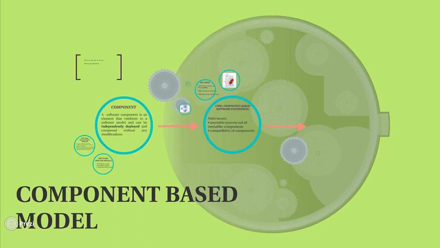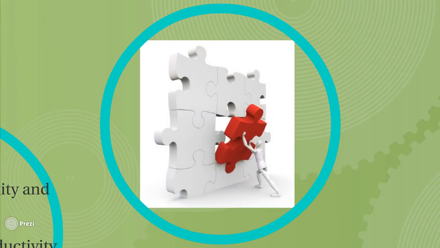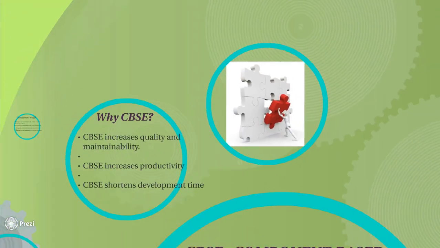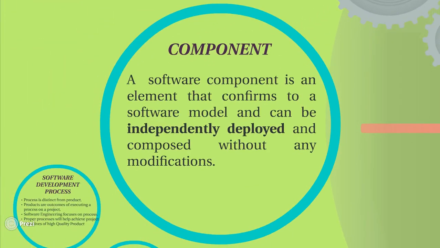The topic of discussion is the component-based model. It's a software engineering topic for class 12, both CS and IP. In this slide, you can see that the components of a total project are created and have to be assembled based on its particular components.